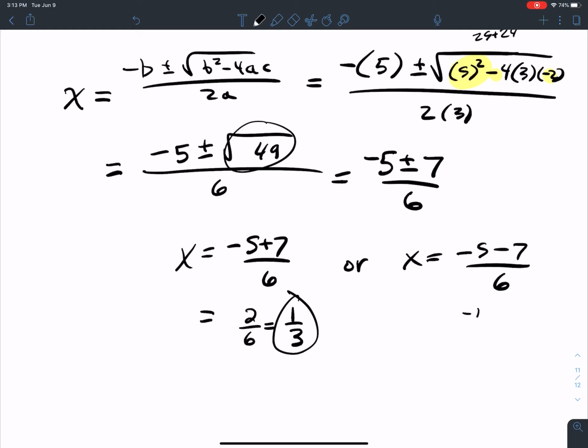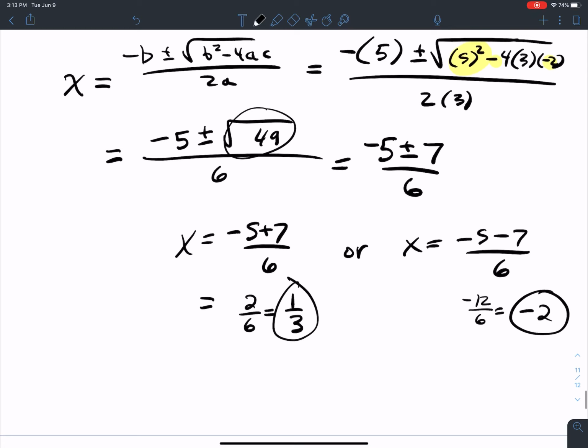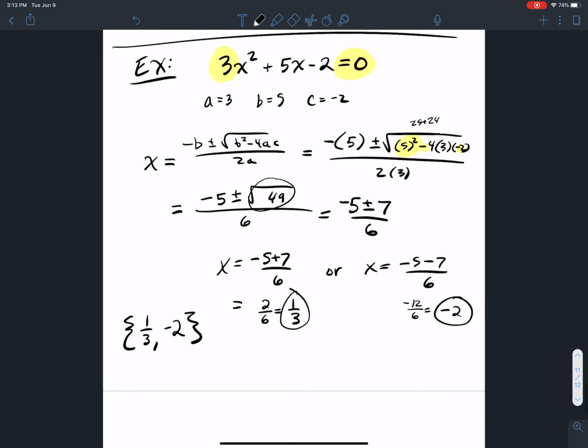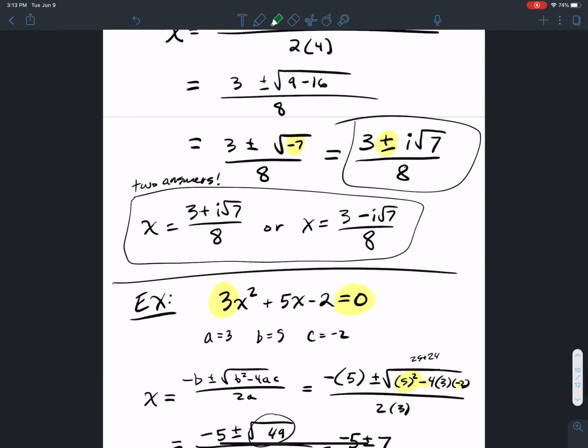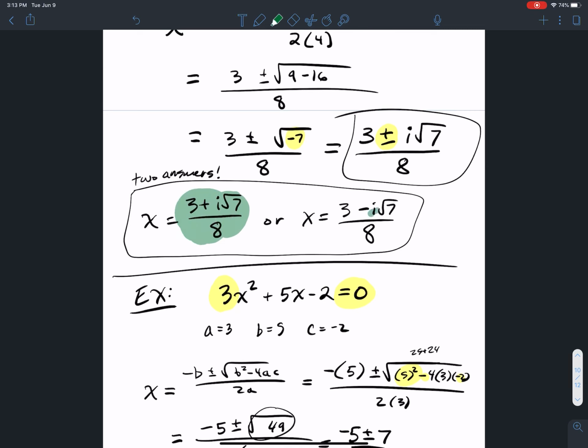And this is going to be negative 12 over 6, which is negative 2. So my answer is 1/3 and negative 2. Now, did you notice something here? The solutions here were two real numbers, but the solutions here were two imaginary numbers.